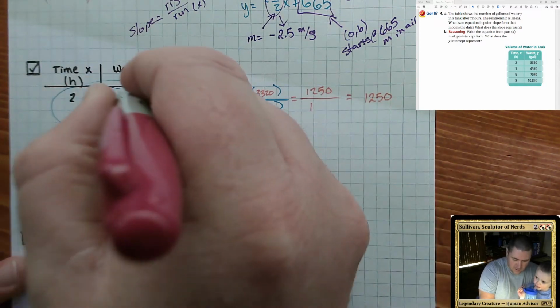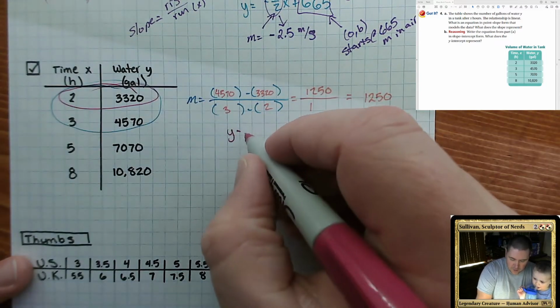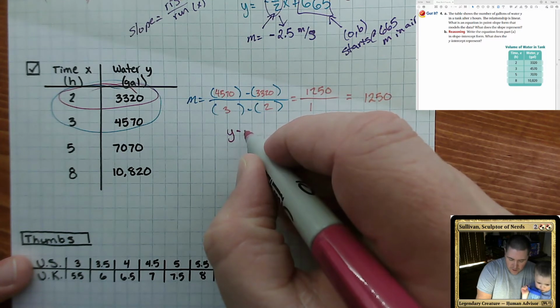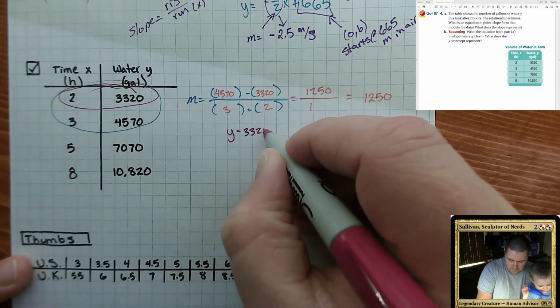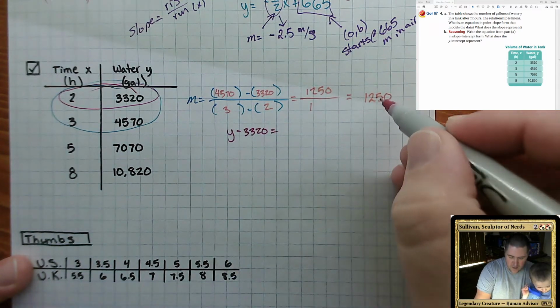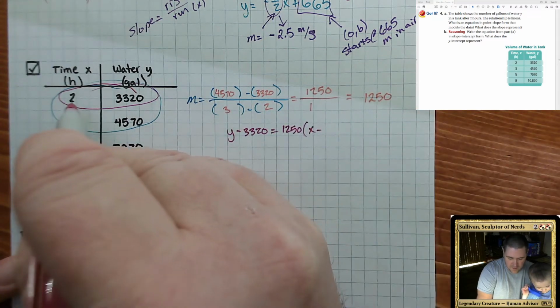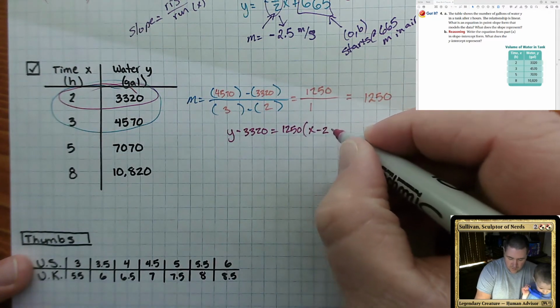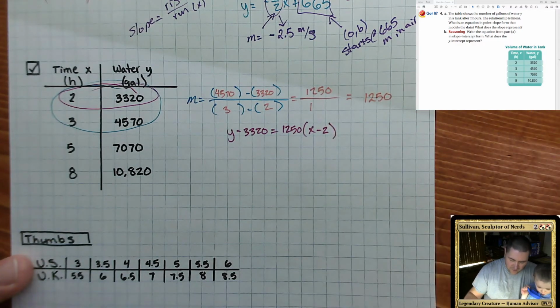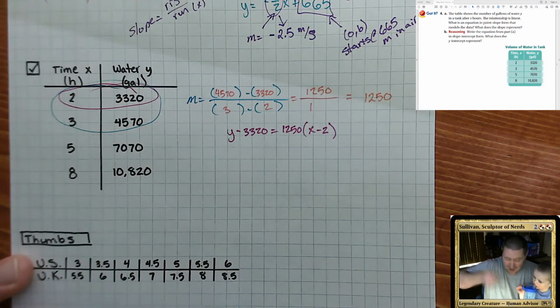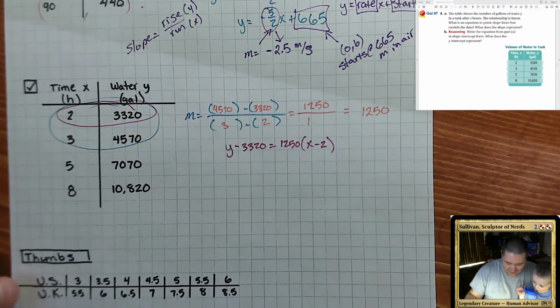I'll pick this guy again because it's nice and small, and say y minus the y1 is m times x minus x1. Please don't dump that out. Don't dump that out. Don't. Got the leftover cookies and he's just like smacking it. We'll distribute.